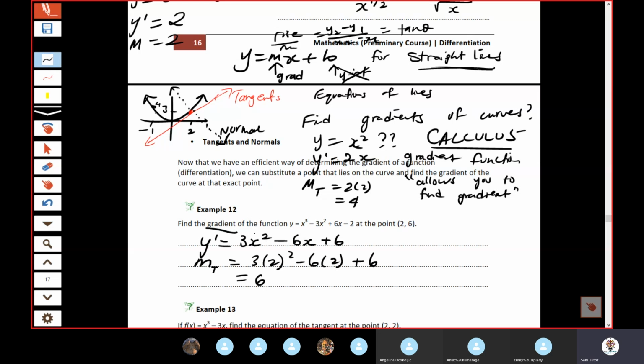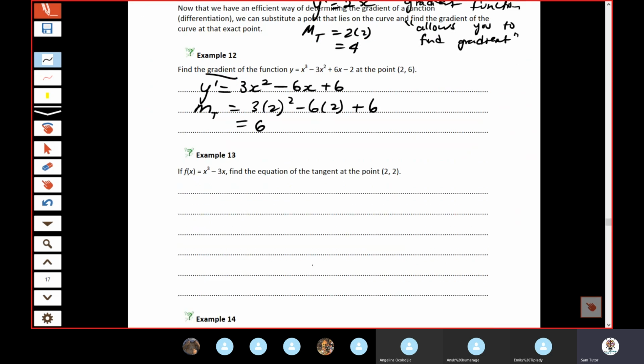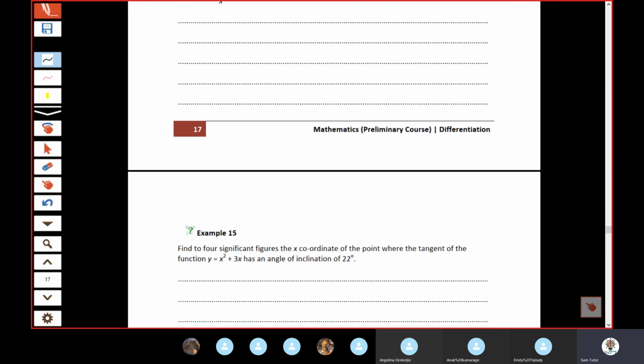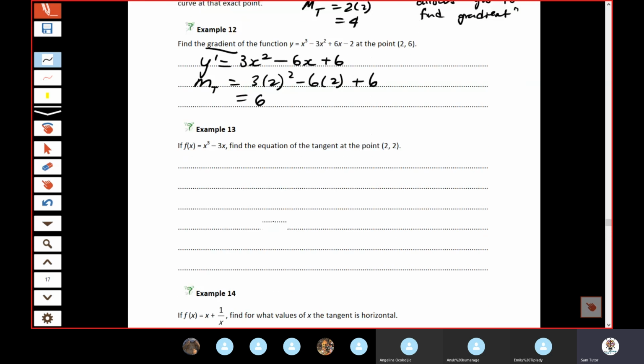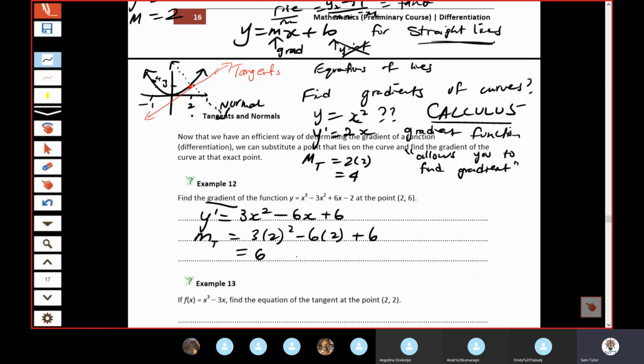Okay. All right. Now, how do I find normals? The way you've got to find your normals, again, we're going to look into the equation in a sec. But to find the gradient of my normal, you must first find your gradient of your tangent. So you found your gradient of your tangent, which is 6, let's say. And if you ask me to find the gradient of the normal, you'll actually say, like say here, equation of tangent compared to normal. So you'll know which one you've got to do. You first have to find your tangent, which is 6.